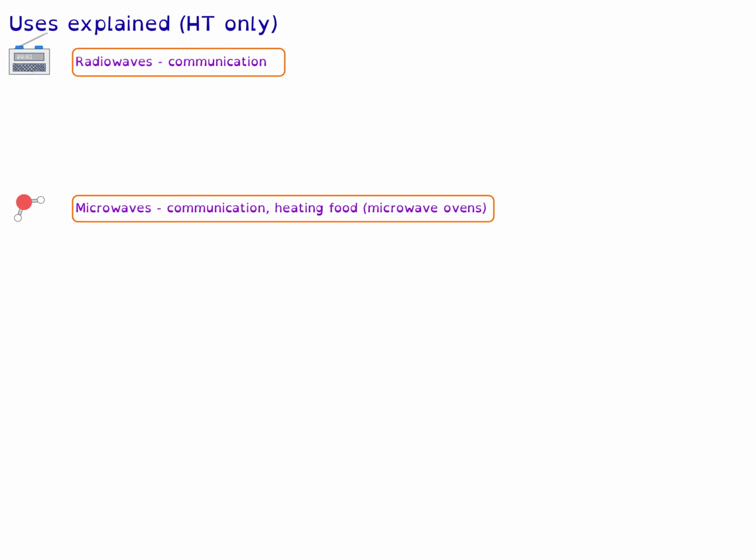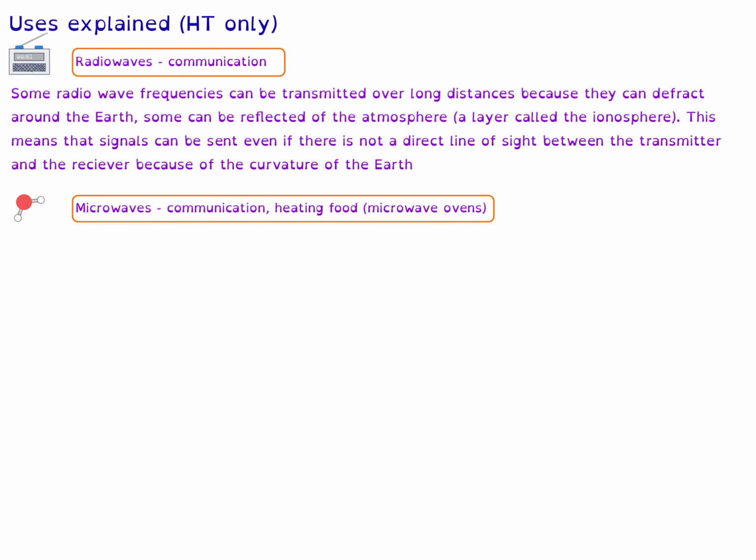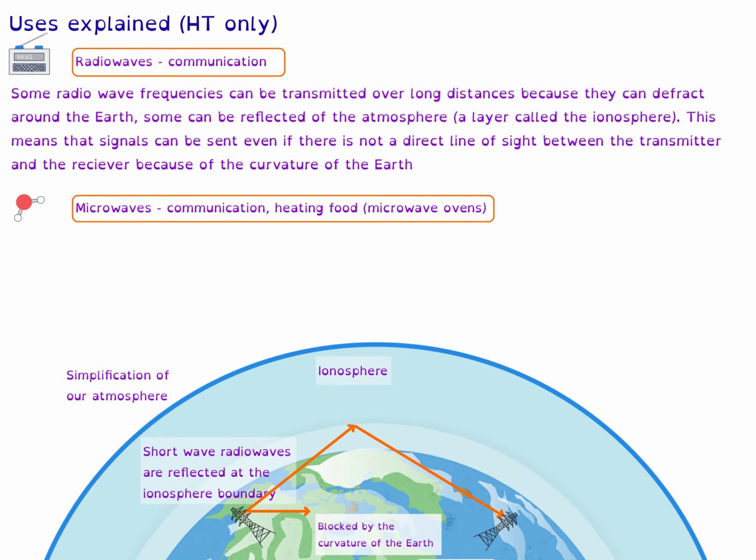Radio waves are used for communication. Some radio wave frequencies can be transmitted over long distances because they can diffract around the Earth, and some can be reflected off the atmosphere, a layer called the ionosphere. This means that signals can be sent even if there is not direct line of sight between the transmitter and the receiver because of the curvature of the Earth.